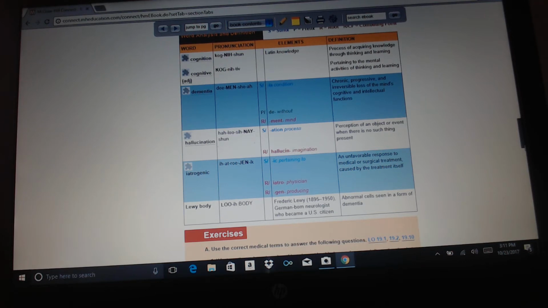Cognition, or the adjective form cognitive, Latin for knowledge: the process of acquiring knowledge through thinking and learning, pertaining to the mental activities of thinking and learning. Dementia: ment is mind, D is without, and ia is a condition. Chronic, progressive, and irreversible loss of the mind's cognitive and intellectual functions. Hallucination: hallucin is imagination, ation is process. Perception of an object or event where there is no such thing present. Iatrogenic: iatro is physician, gen is producing, ic is pertaining to. An unfavorable response to medical or surgical treatment caused by the treatment itself. Lewy body, after the scientist Frederick Lewy: abnormal cells seen in a form of dementia.